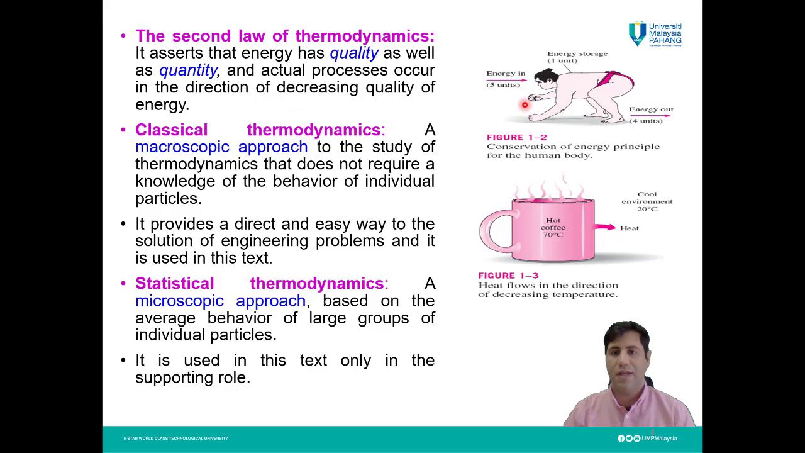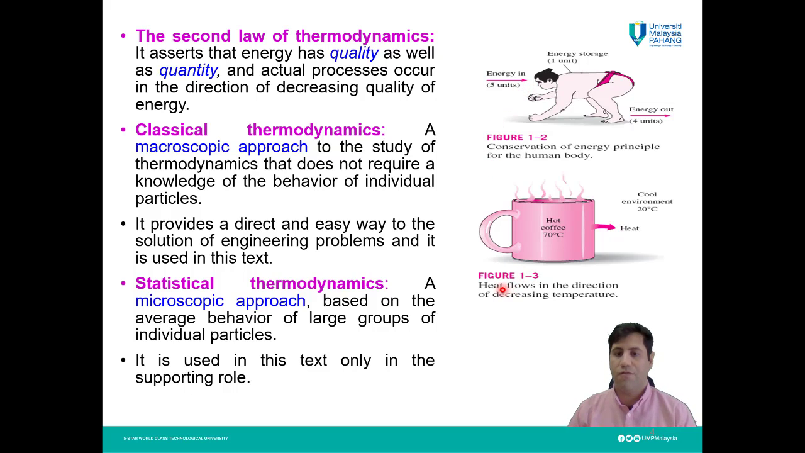But here is an example of the conservation of energy principle for the human body. As you can see here, this guy received 5 units of energy. 1 unit of energy is stored in his body, and 4 units go out as energy out. Still, you can see the conservation of energy: 5 units in, 4 units out, and 1 unit is stored. So the total is equal.